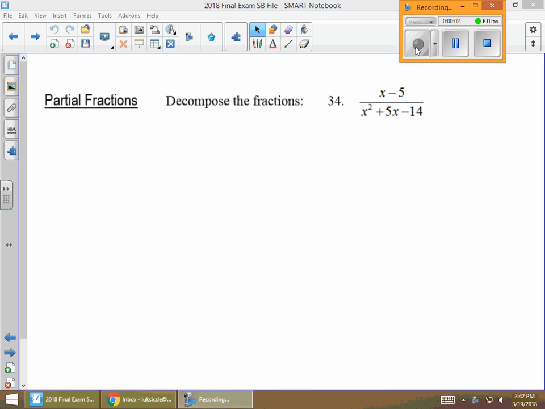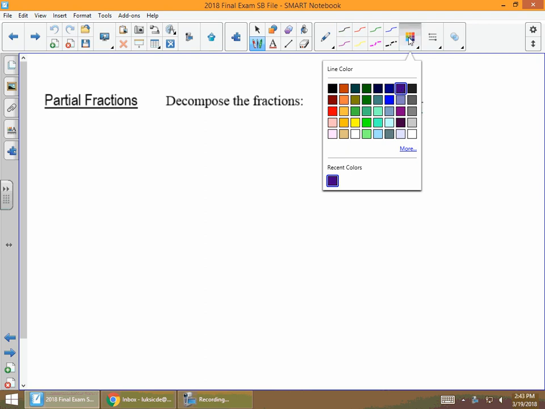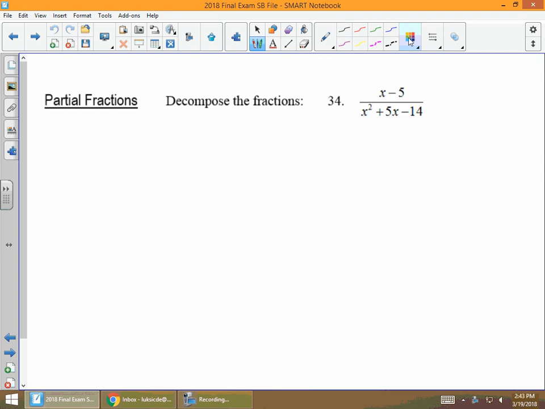All right, on to partial fraction decomposition. So the idea with partial fraction decomposition is to undo a common denominator. That's what we're working on here, undoing a common denominator. The first thing you need to do is factor your original. So I'm going to factor my denominator, x squared plus 5x minus 14.